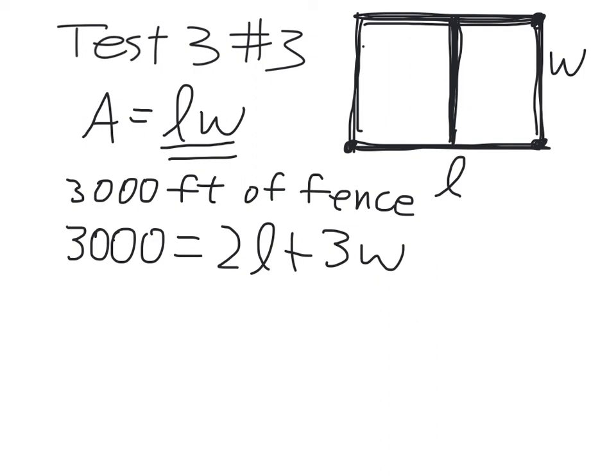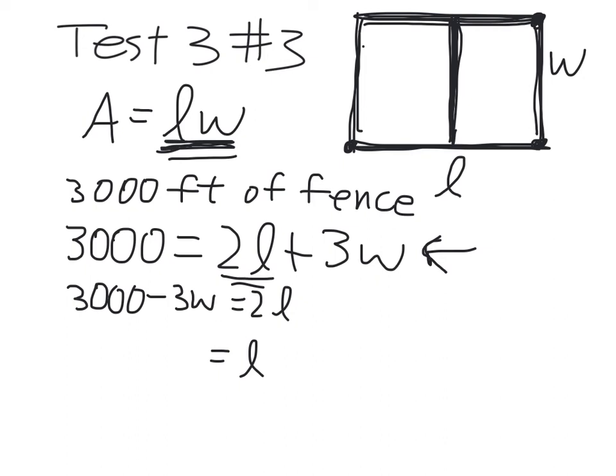We basically just need to solve this equation for one of the variables and then plug it back into our equation that we want to turn into a function with just one variable. Sometimes it won't matter which variable we solve for; sometimes it'll be a little easier to solve for one than the other. In this case, it's probably easier to solve for L. So 3,000 minus 3W equals 2L. Divide by 2 or multiply by 1/2, and we get 1,500 minus 3/2 W equals L.